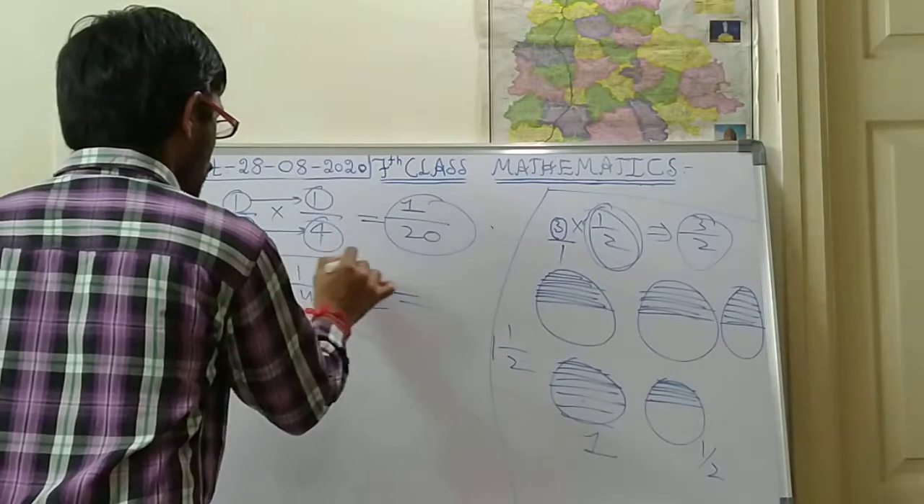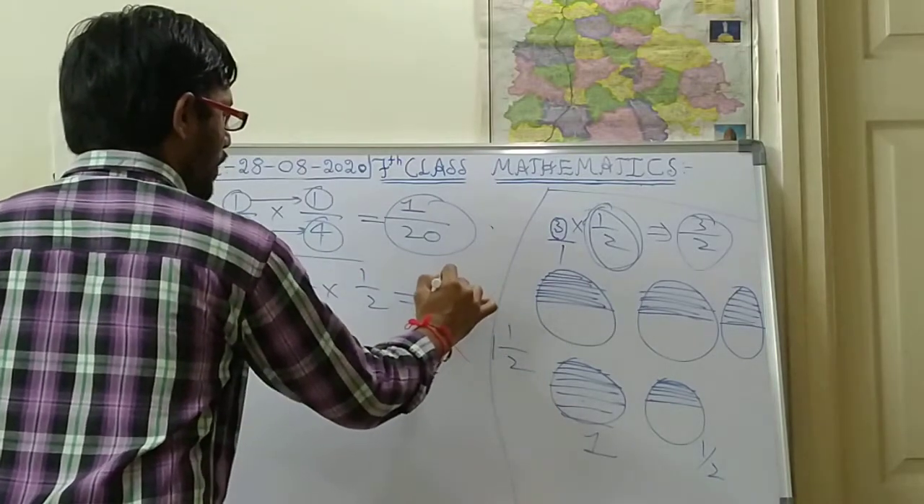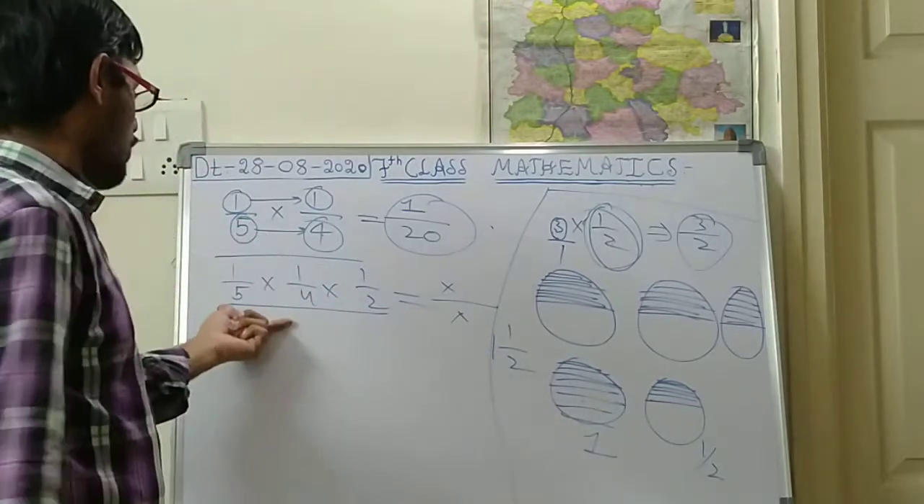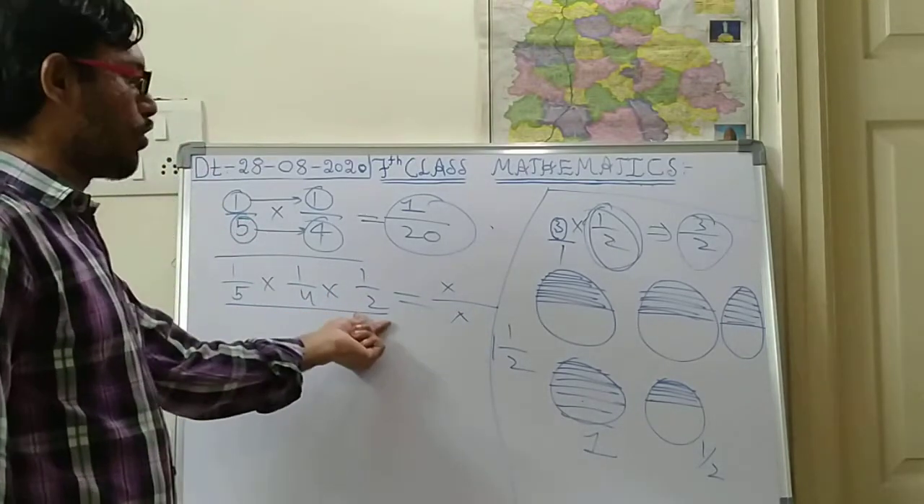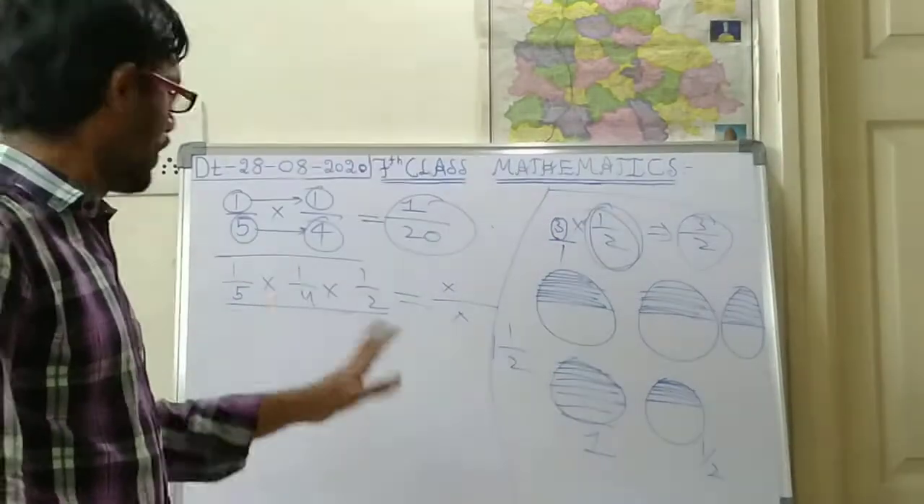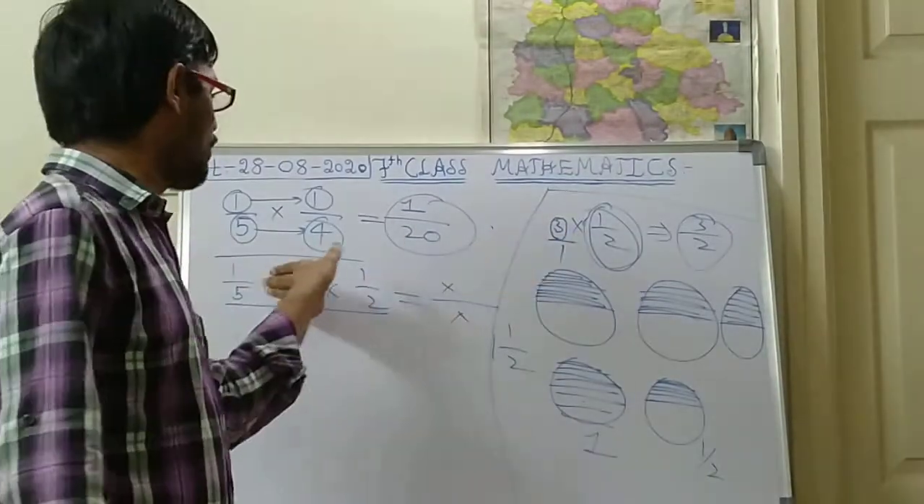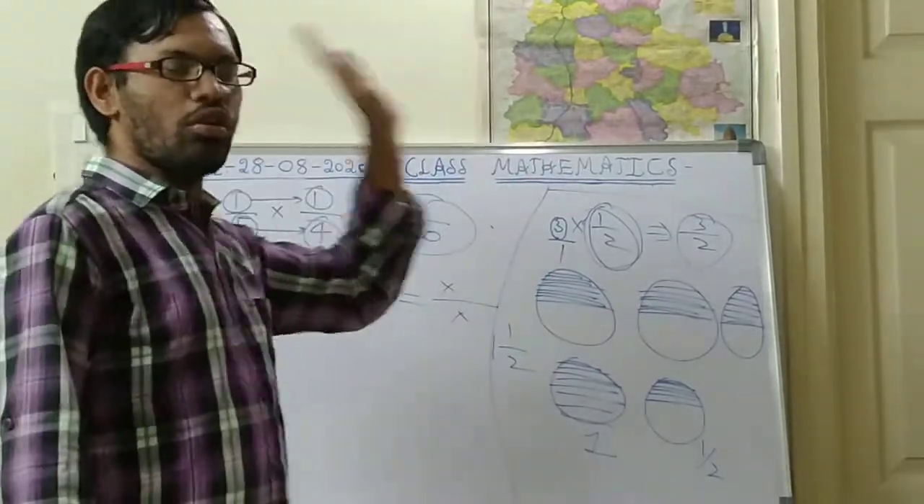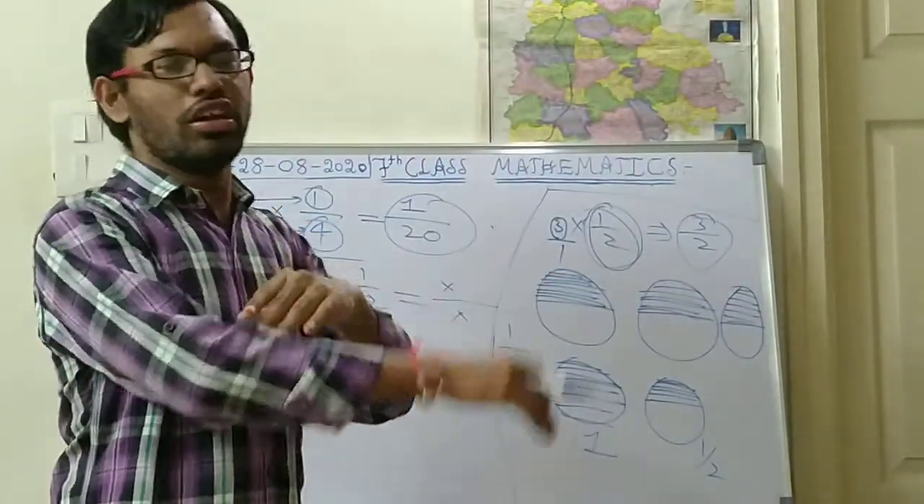So all the three numerators, you should take as a product, and all the three denominators, you should take as a product. So 5 into 4, 20, 20 into 2, 40. So here 1 by 40 will be the answer. Okay. So like that, however many fractions there are to multiply, you should multiply only the numerators together and only the denominators together.